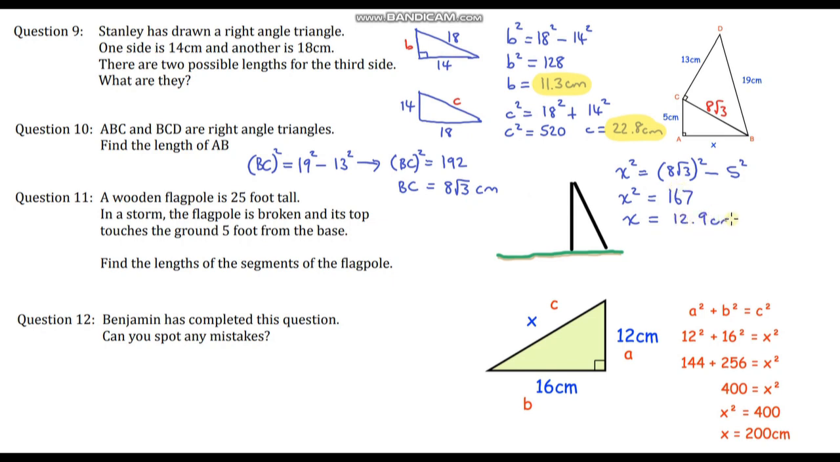12.9, and that will be in centimetres. So that is AB, that is my final answer.